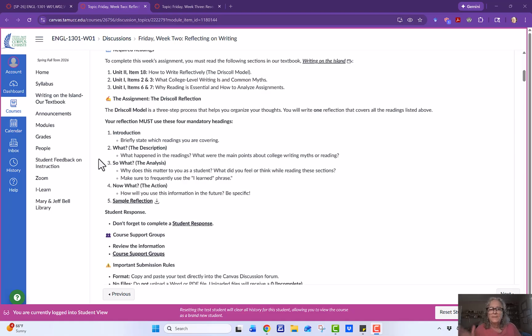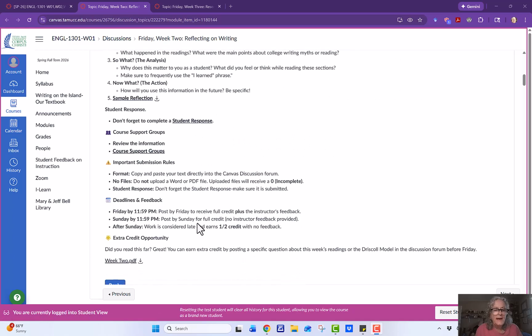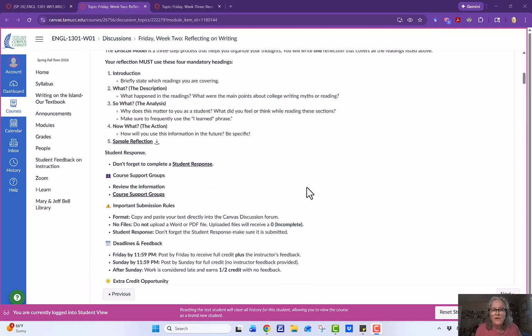I learned da da da da, because that helps you as the reader understand and remember what you learned, and it helps your audience understand what you're talking about. And here's a sample reflection, okay? And just remember, don't upload any files. This assignment is pasted in the text box, okay? So that's what's going on.